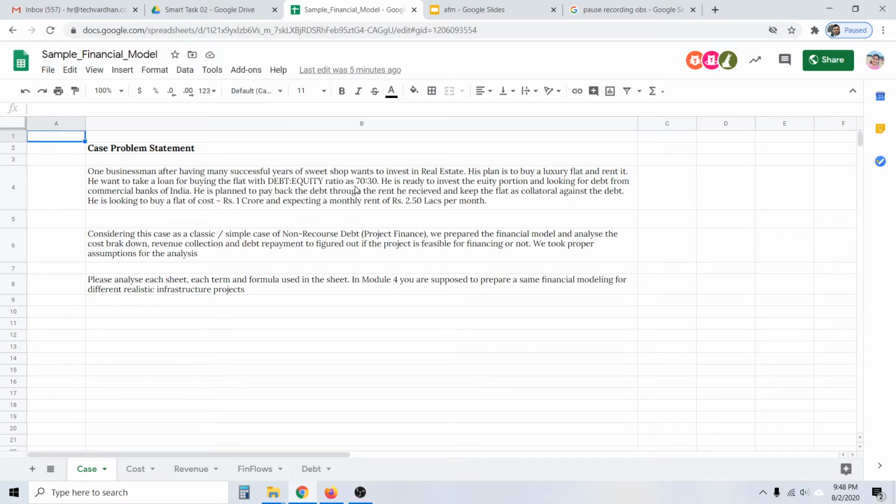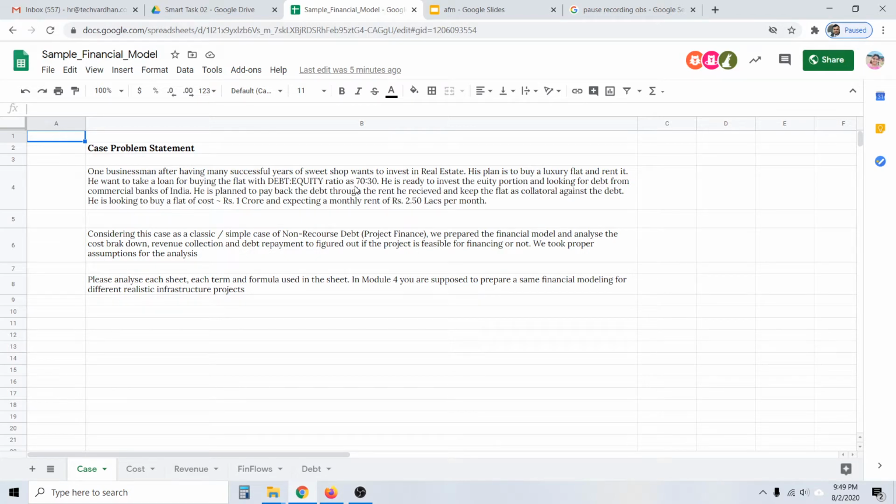Here also, on the first page of the financial model, a person wants to buy a flat of about 1 crore rupees with a debt equity ratio of 70-30%, and wants to pay back the loan of 70 lakh rupees through the rent he gets from the flat. It's a very simple financial model, but considering it as a non-recourse debt project finance, because the collateral of the finance is the flat itself, we can go ahead and check what is needed in that financial modeling.